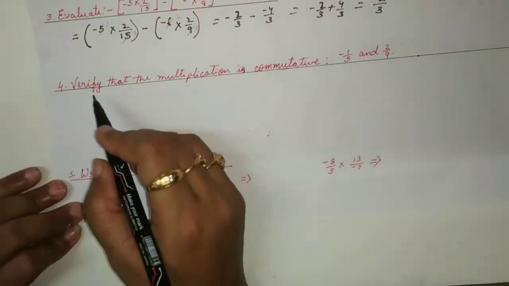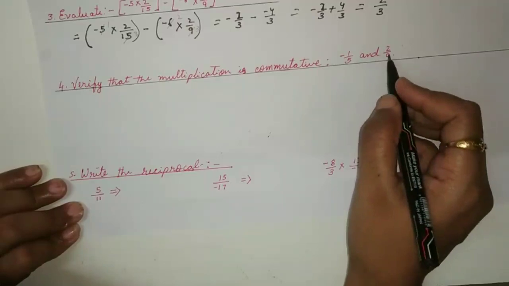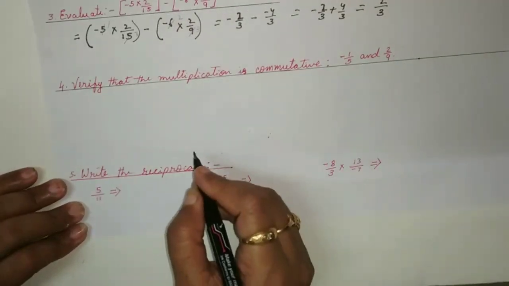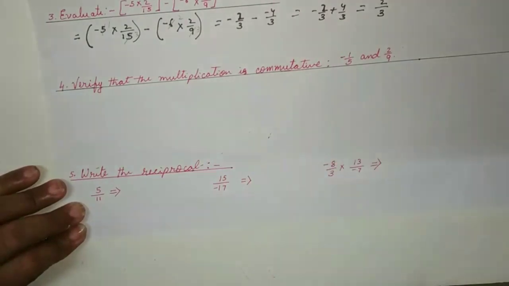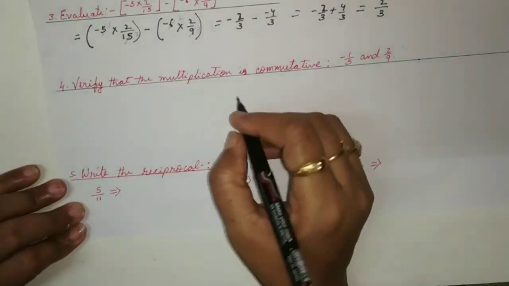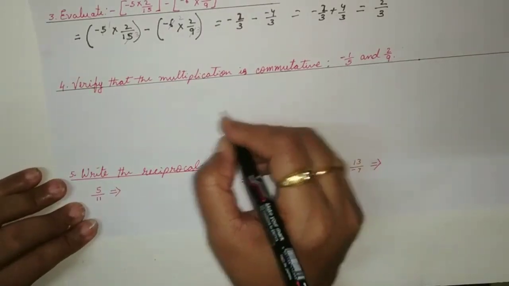And the question is, verify that the multiplication is commutative with these two fractions. And how do we go about it? What do we actually have to prove? This we have done for addition always. I showed it in the last video and you all must have solved the exercise, so you know about it, but still I'll do it for you.